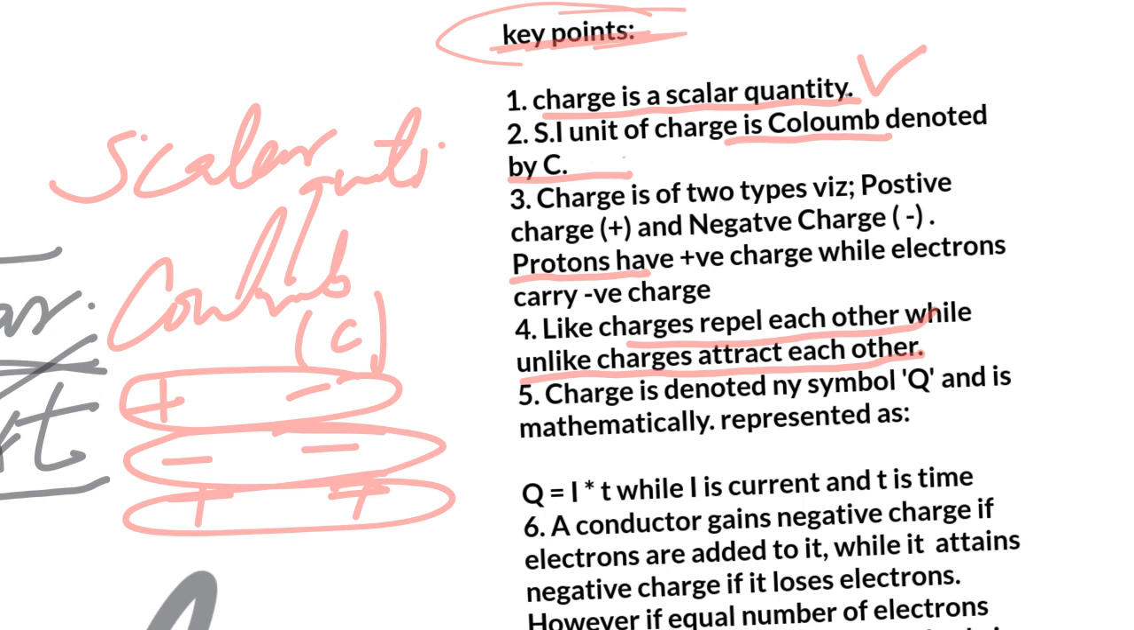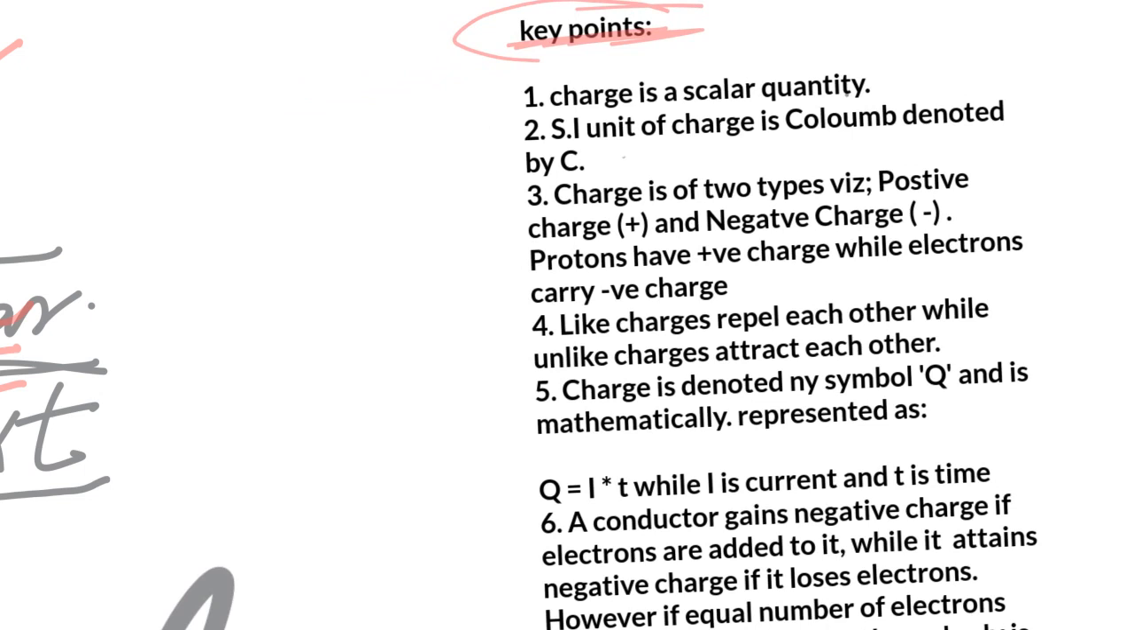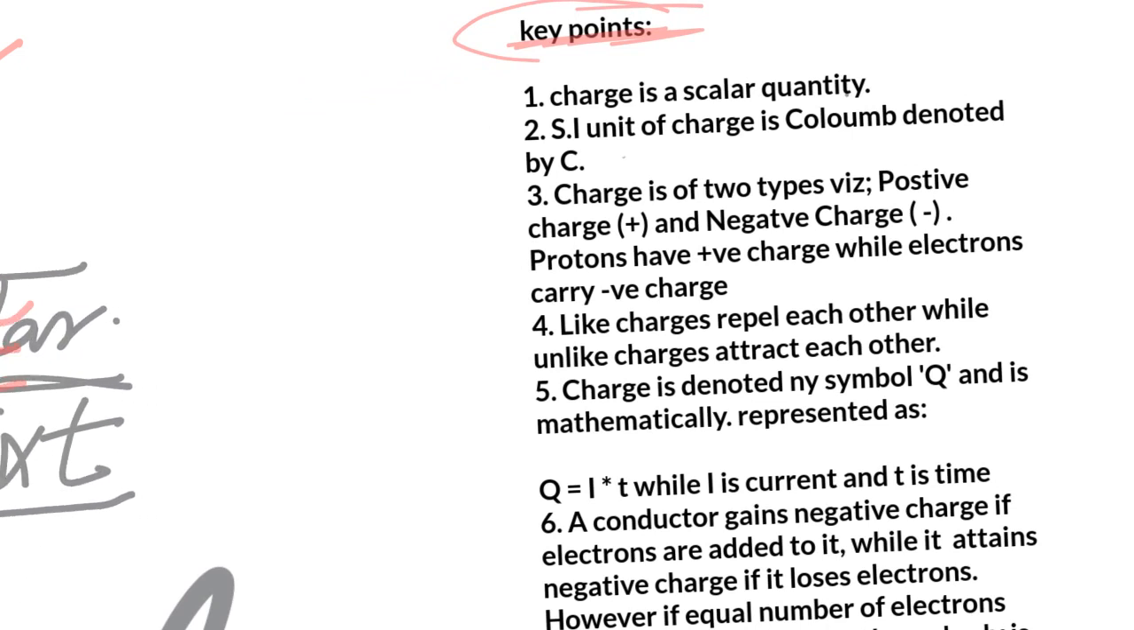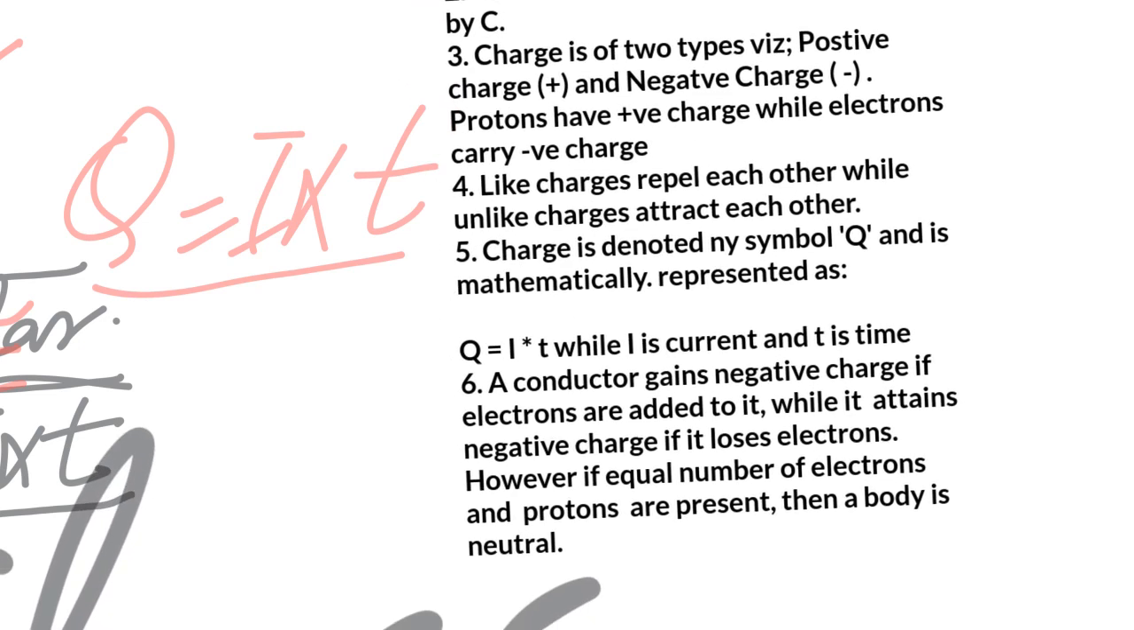We also mentioned that charge is denoted by the symbol Q and is mathematically represented as Q equal to I into T. That means if you have to find the value of Q, that is the value of charge, you can simply write that Q is equal to the product of electric current and time.